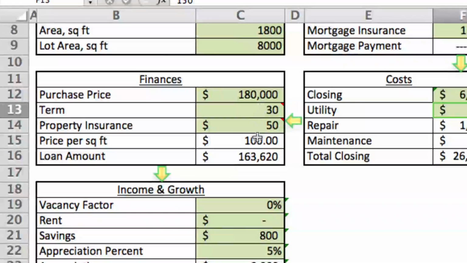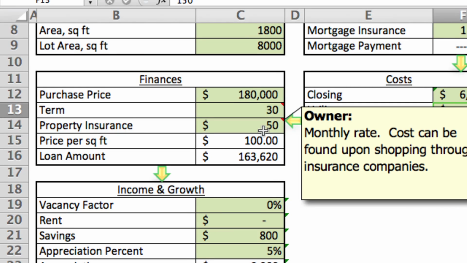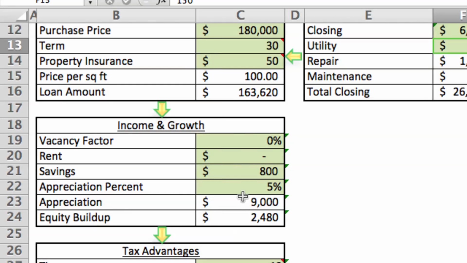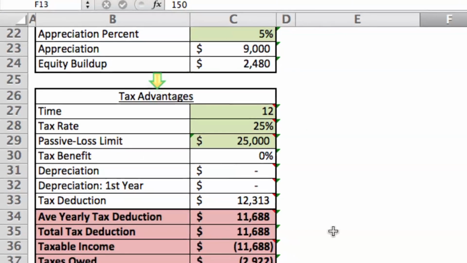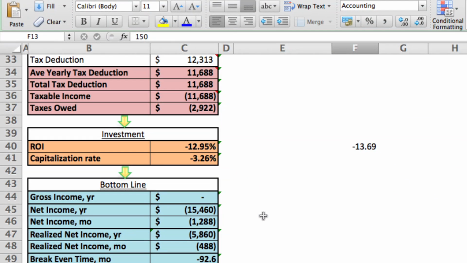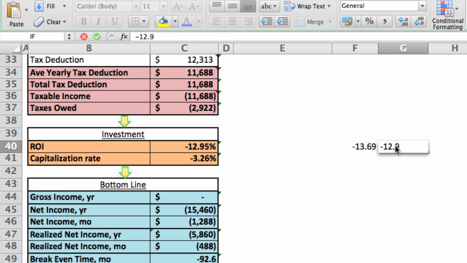Finances, all this will remain the same. 30-year term, let's say it's still $50 a month for property insurance. Here's the income growth, everything will remain the same. Tax advantages, everything remains the same. Now, when we look at the investment box, look what has changed. It's no longer 13.69%, which of course is negative, but it's now negative 12.95%. I'm going to go ahead and capture that right here. Negative 12.95%.